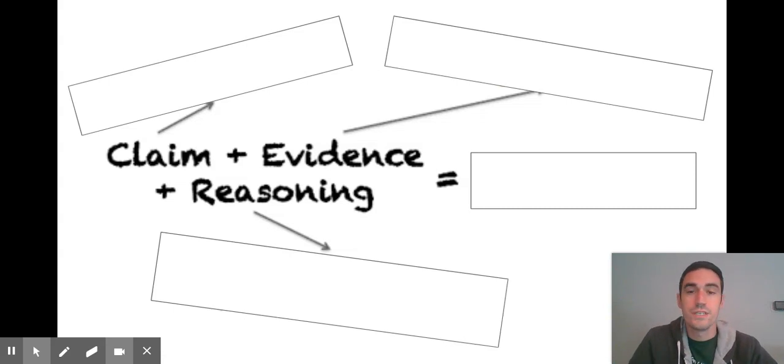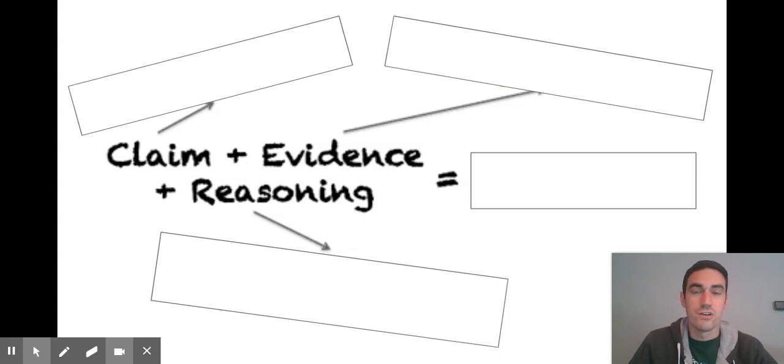Okay, today's big question is how can we effectively communicate our conclusions? So, how can we take the results that we get from our experiments and actually put them onto paper and let other people read them and understand what happened? To do that, we use claim, evidence, and reasoning.